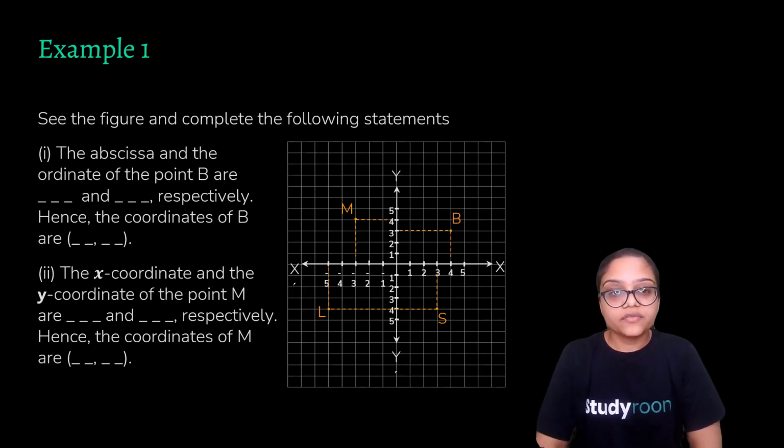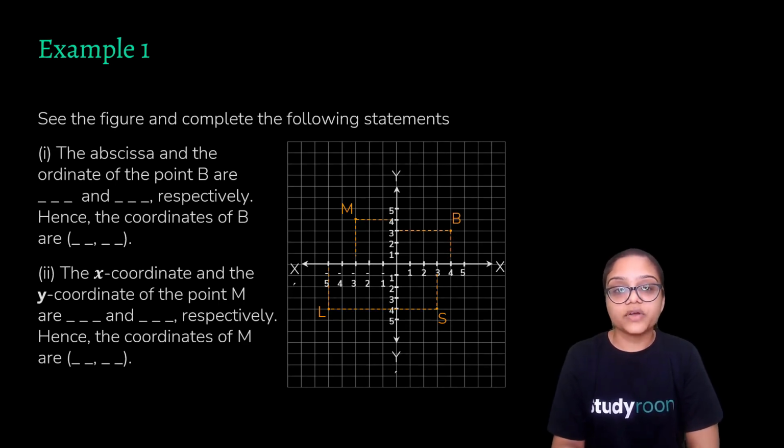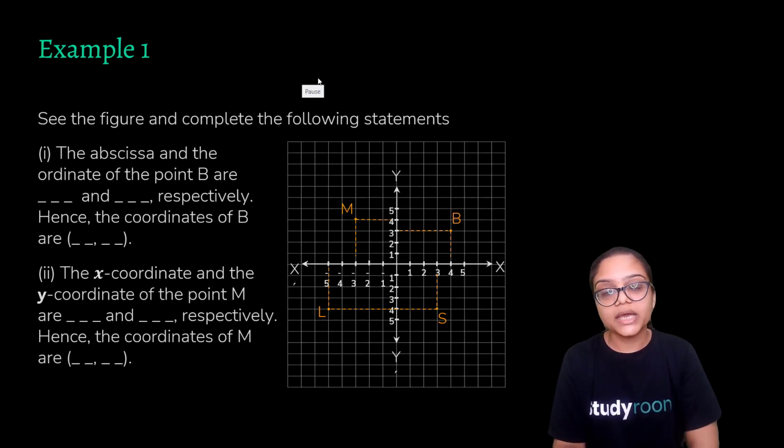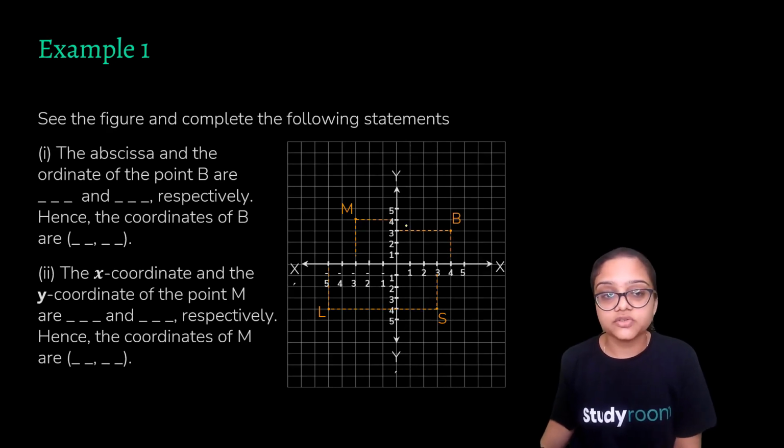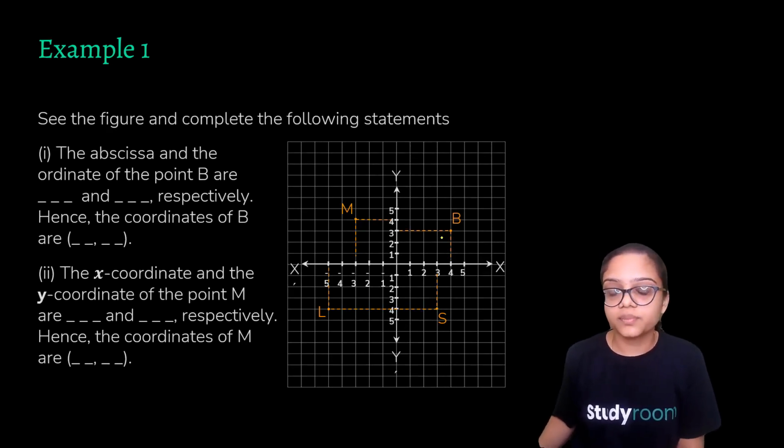Now, see the figure and complete the following statement. The abscissa and the ordinate of point B are. Okay, let's just take a minute and draw this plane on your copy and find out, and then we'll cross check with mine. Okay, just pause me and do the same as I have told. I hope you have drawn your conclusions and you would be checking. Don't wait for me to solve. First solve it by yourself and then check with me.